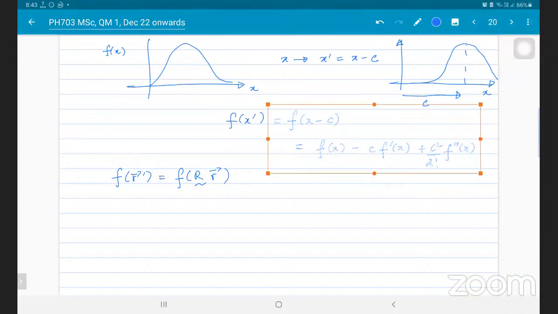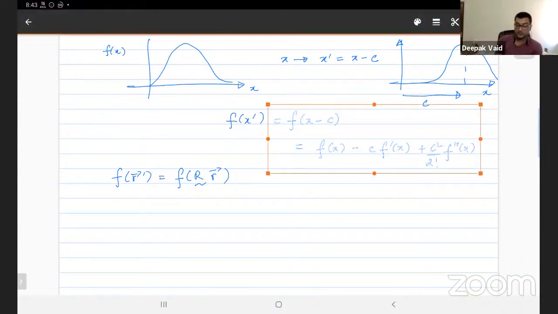Do you understand this? This point, this much is clear.